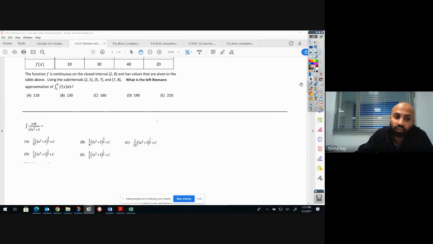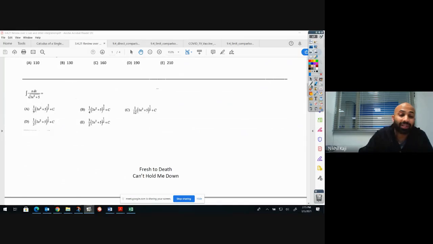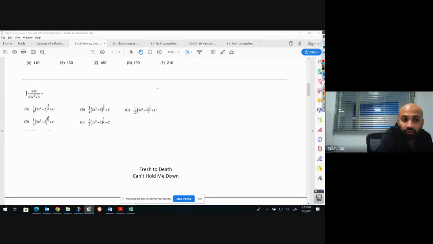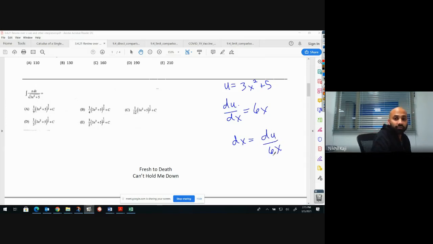All right, next problem. Here again we have an integral. Here we don't have any bounds, so they're just looking for an equation plus c. So we got to figure out what to do. This is not a basic problem where we do have an inside, so we have to do u sub. Here, our u would be our inside part, 3x squared plus 5. Our derivative would be 6x. So our dx is equal to du over 6x.